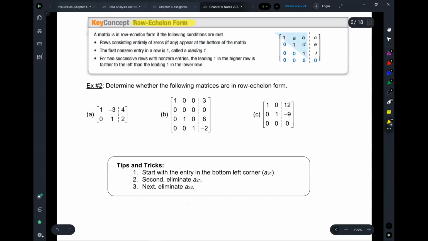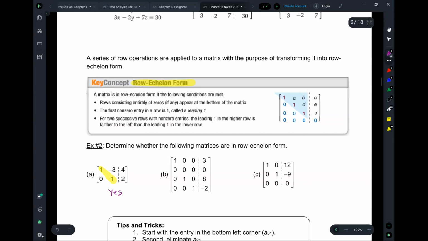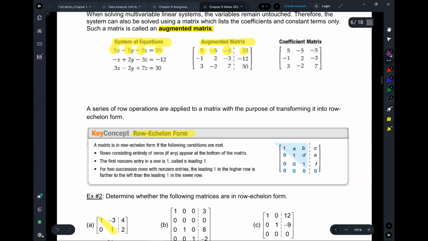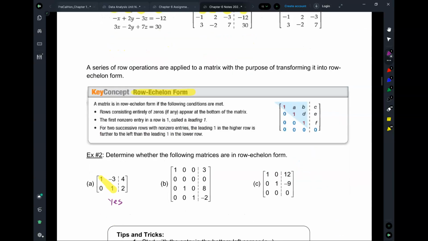Okay, so let's take a look and see if any of these are in row echelon form. Look at the first one. Well, this is the main diagonal. Oh, but doesn't it have to be 3? No, it doesn't have to be 3. It could be 2, 3, 5, however many rows it is. Right. There has to be 0 under. Right. This is in row echelon form. Why is there the dotted line? The dotted line is where the answer is, where the constants go.